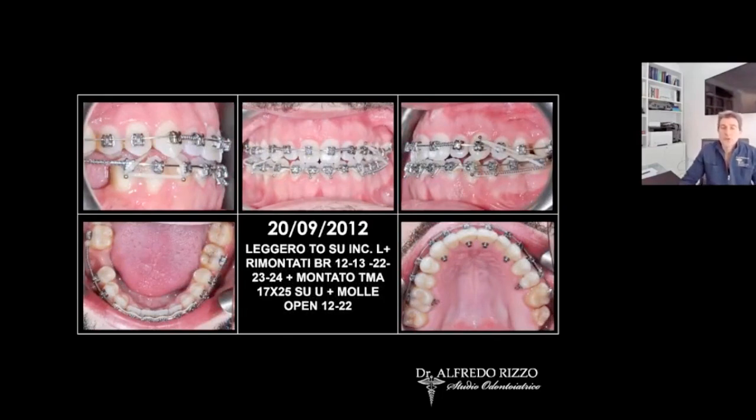Here you see we have added light torque on the lower incisors in order to keep their roots in the bone and prevent their lingual inclination. On the upper jaw, we have used the TMA arch wire 17/25 in order to close the gaps and improve the bite with the elastics.